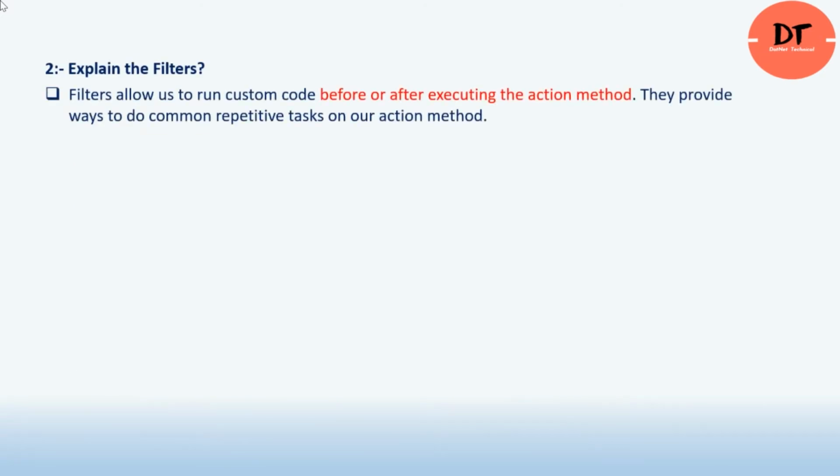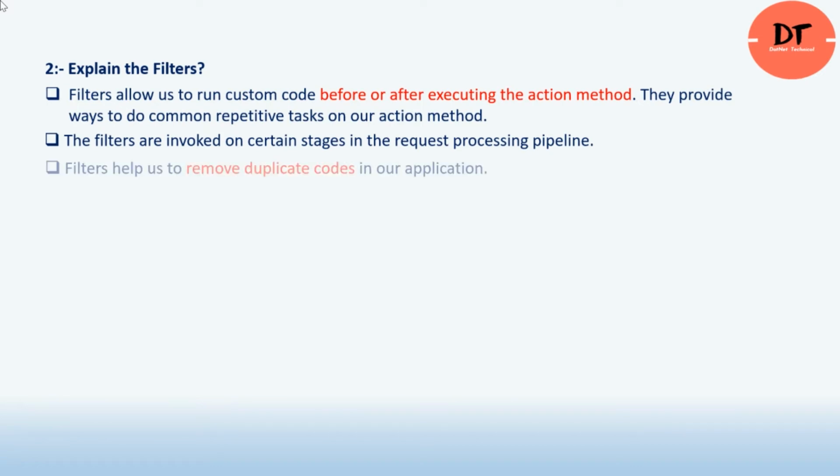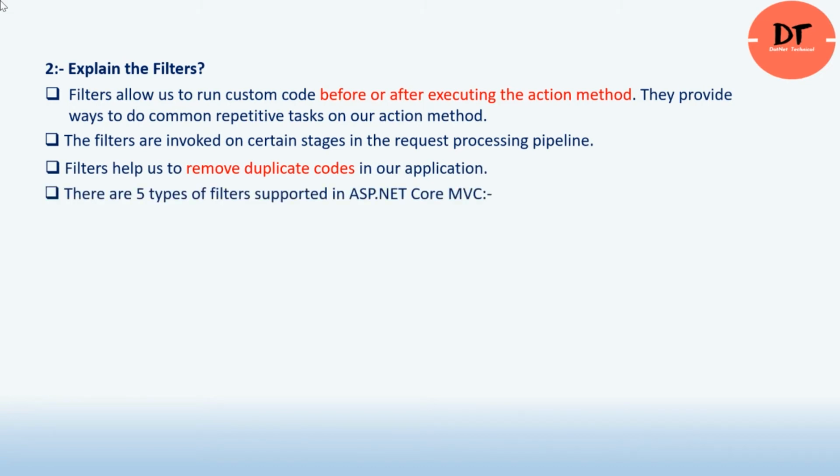The next one: explain filters. Filters allow us to run custom code before or after executing the action method. They provide a way to do common repetitive tasks on our action methods. Filters are invoked at certain stages in the request processing pipeline. Filters help us remove duplicate code in our application. There are 5 types of filters supported in an ASP.NET Core application.